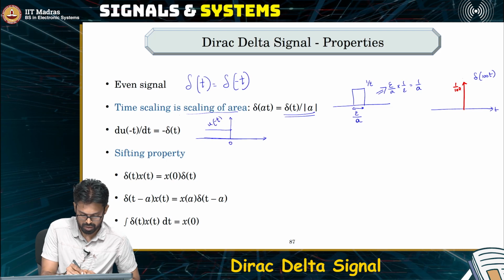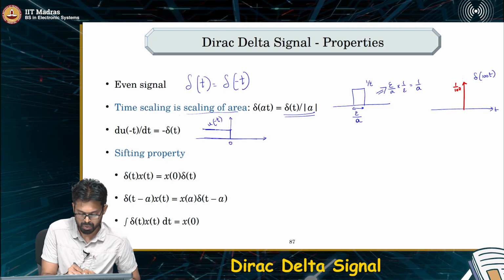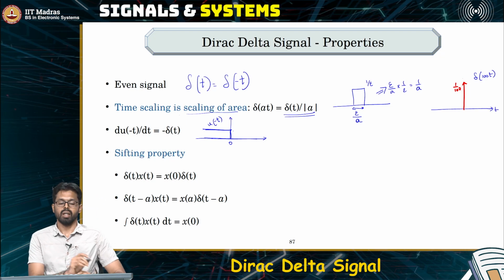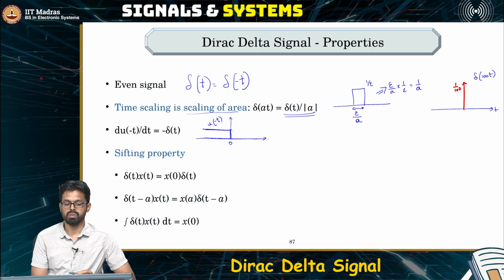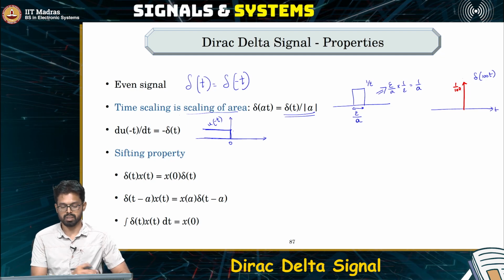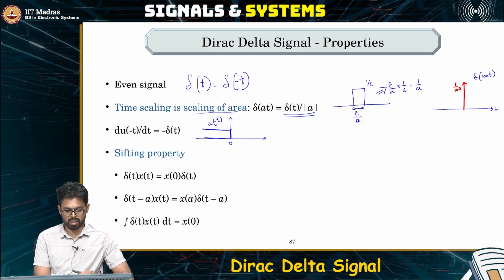This is u of minus t. Remember, Dirac delta is an even signal, right? So clearly the derivative of this cannot be delta of minus t, which is the same as delta of t, right? So then what is this derivative?